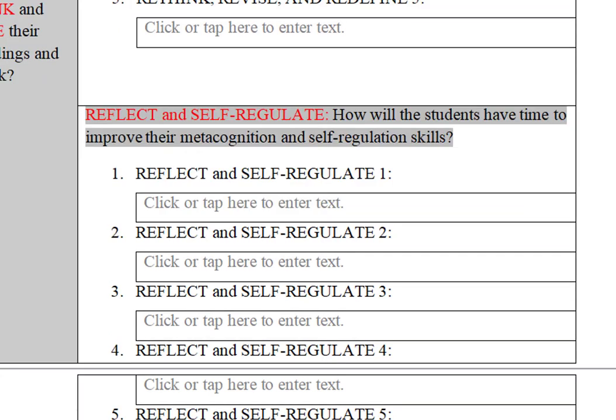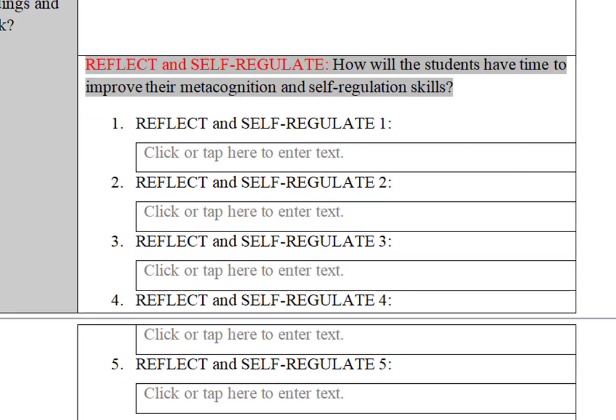Reflect and self-regulate. How will the students have time to improve their metacognition and self-regulation skills? So learning is this big process, right? And we want them to have time to consider where they started at the beginning and how their thoughts and perspective changed as they worked through whatever unit or activity you're designing here. So do you give them time to really look back?